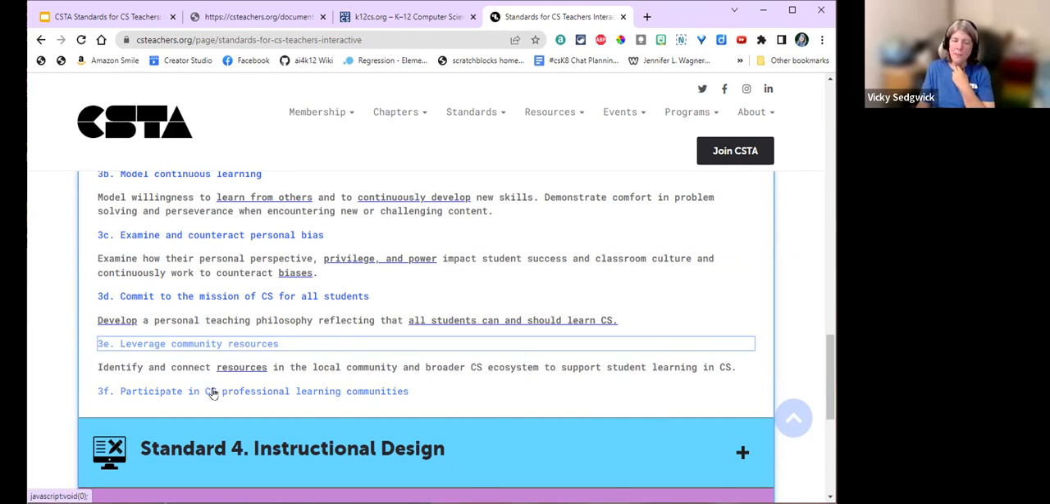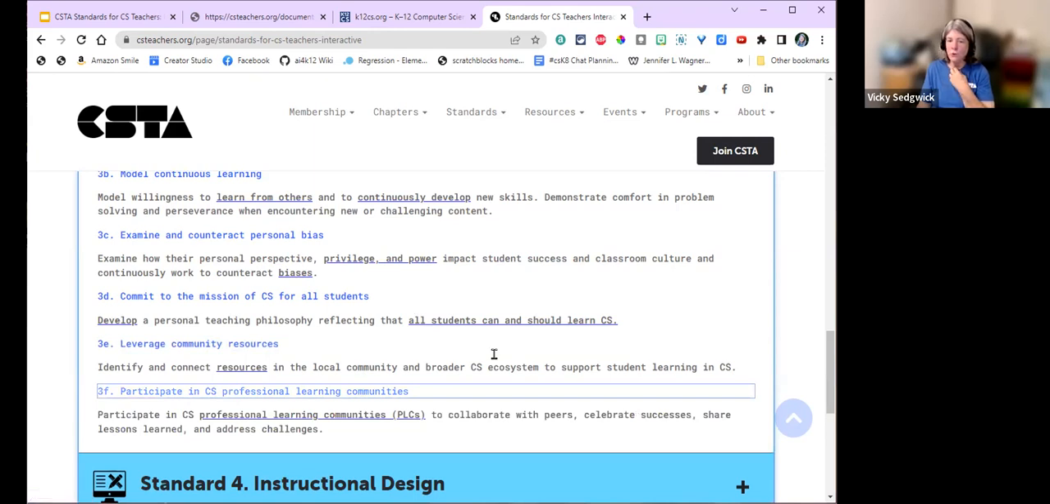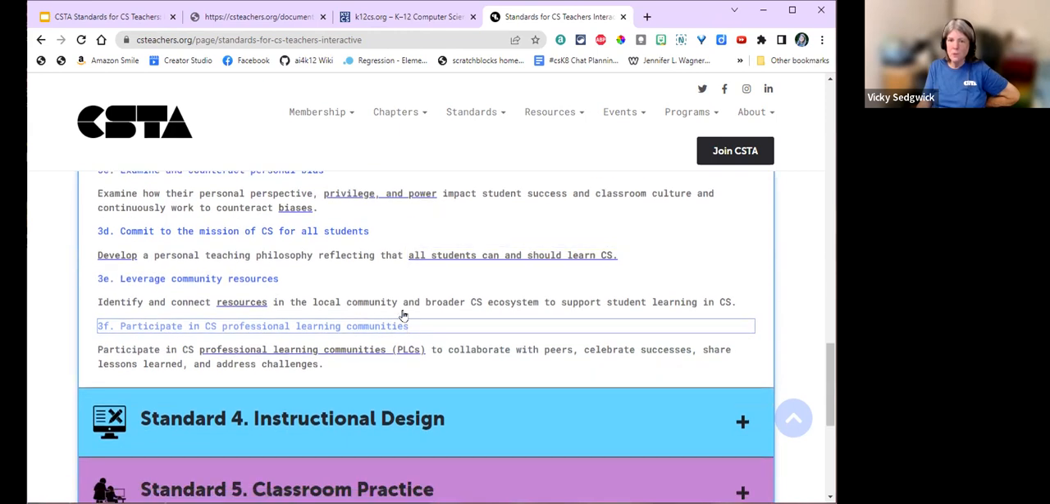And then participating in your learning communities like this one, right? Joining your local chapter and participating in that, participating online in the CSTA communities, things along those lines can be really helpful to help you feel more like, okay, I can do this. I am a CS teacher.